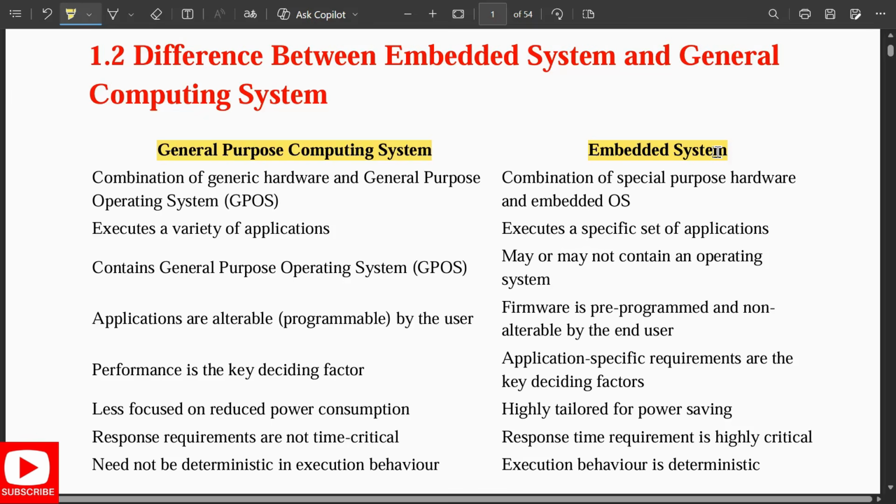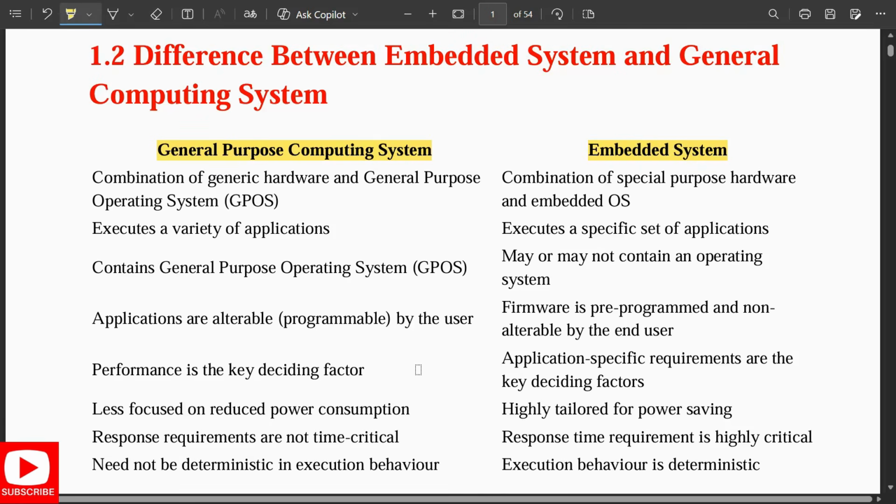This contains a general purpose operating system. This may or may not contain an operating system. Here the applications are alterable, that is programmable by the user. But here the firmware, that is the software, is pre-programmed and non-alterable by the end user. Performance is a key deciding factor in general purpose systems. In the embedded system, application specific requirements are the key deciding factors.